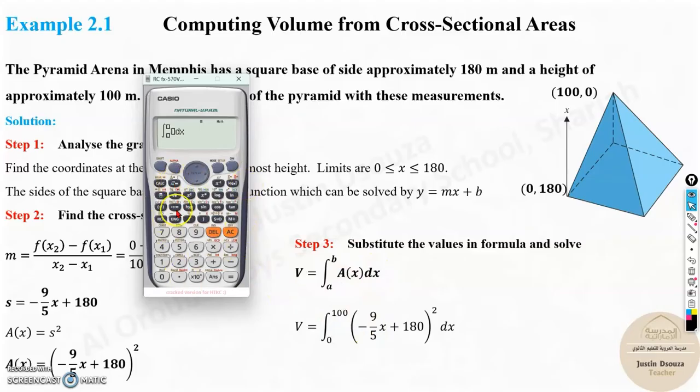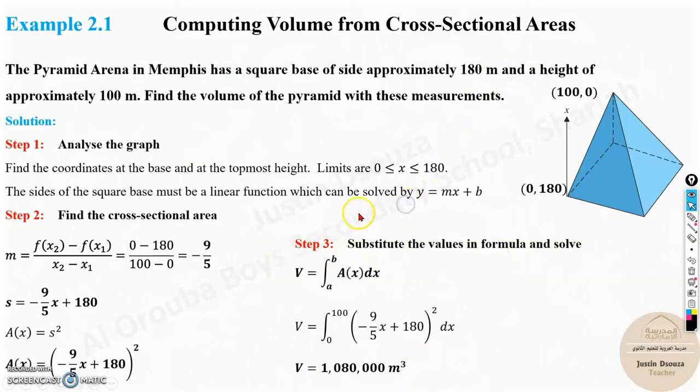Over here, this symbol, open the bracket, minus 9 divided by 5, okay, I forgot to write the x, alpha x plus 180, the whole square. And over here it's from 0 to 100, and that is the answer. The volume is 1,080,000 meter cubes. So this is the answer. Why? Because the units is in meter.